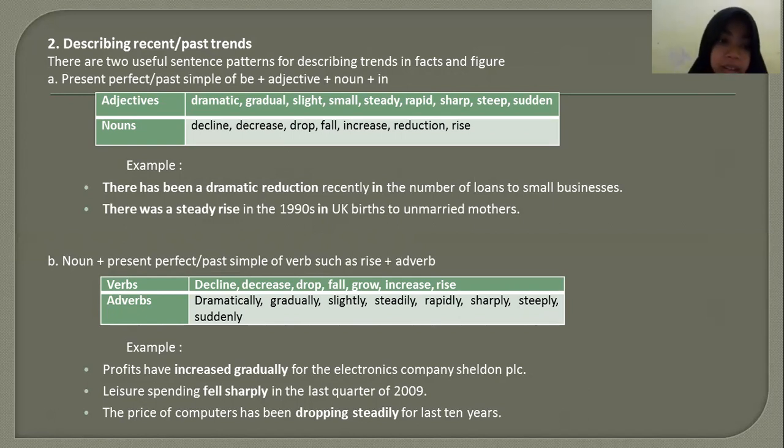The examples: profits have increased gradually for the electronics company Sheldon plc. Leisure spending fell sharply in the last quarter of 2009. The price of computers has been dropping steadily for the last 10 years.